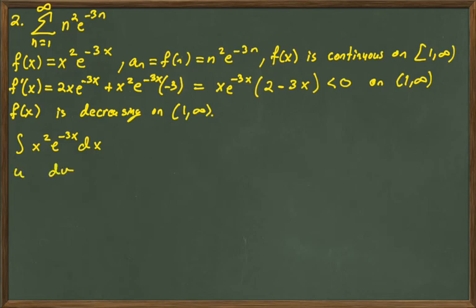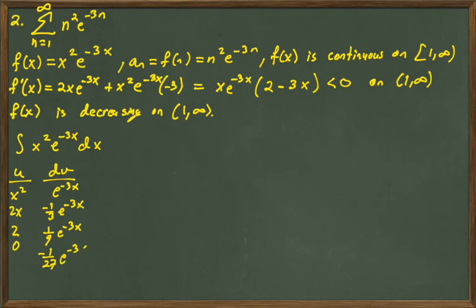So u will be the x squared, dv will be e to the negative 3x dx, and so we'll go ahead and take repeated derivatives until we have 0, and then we're going to do corresponding antiderivatives of e to the negative 3x. Its antiderivative would be negative 1/3 e to the negative 3x, and then 1/9 e to the negative 3x, and then negative 1 over 27 e to the negative 3x.